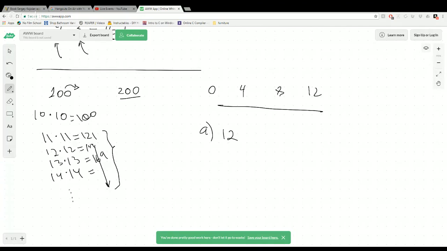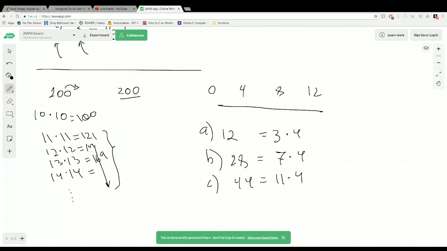How many fours do I need to add together to get 12? Well, we know the result is 3, right? This is 3 fours. What about 28? How many fours? Well, we know I need 7 fours to get 28. What about 44? And of course, we know we need 11 fours to get 44.